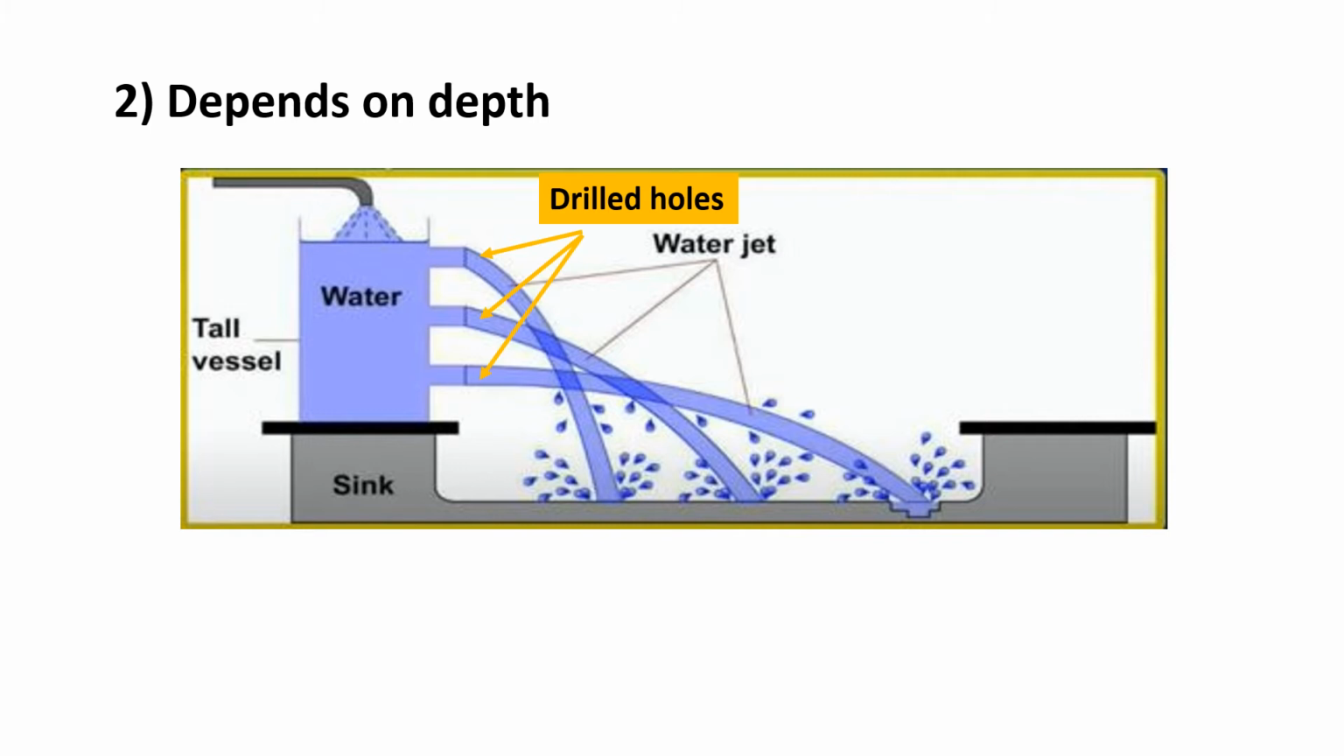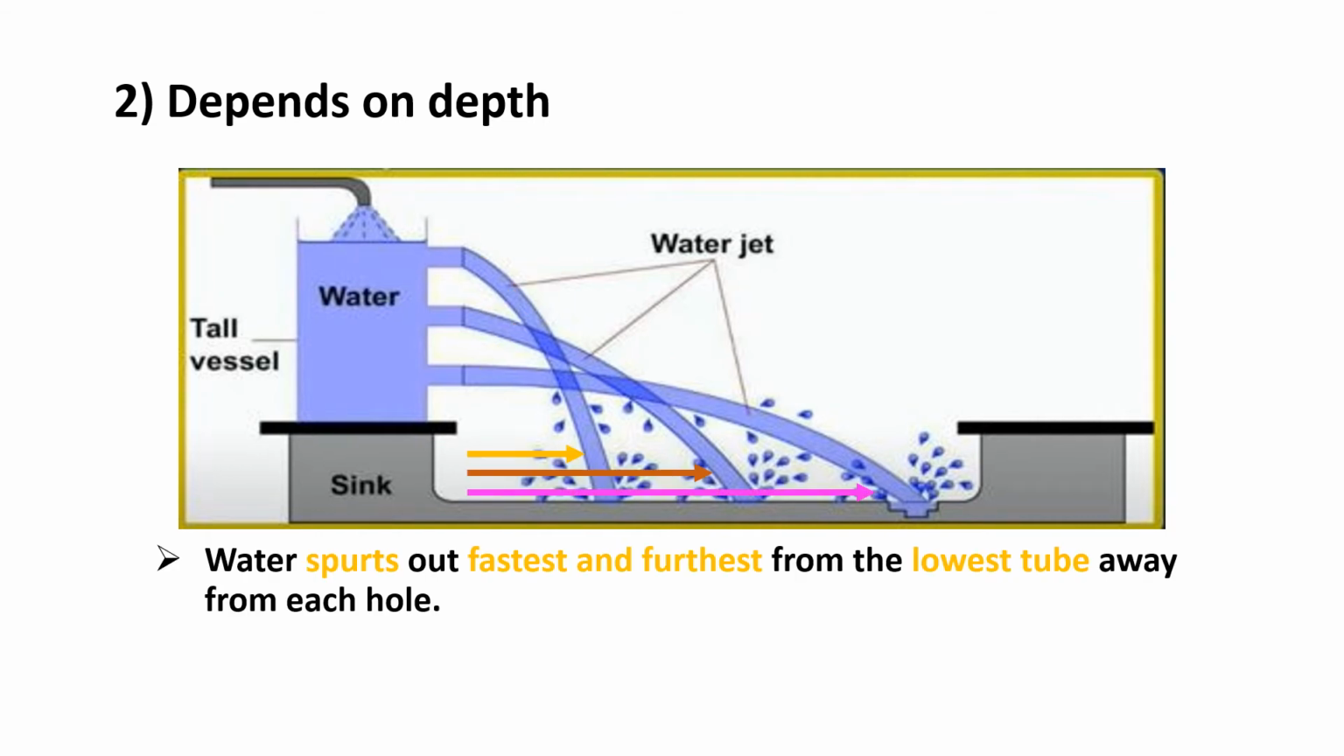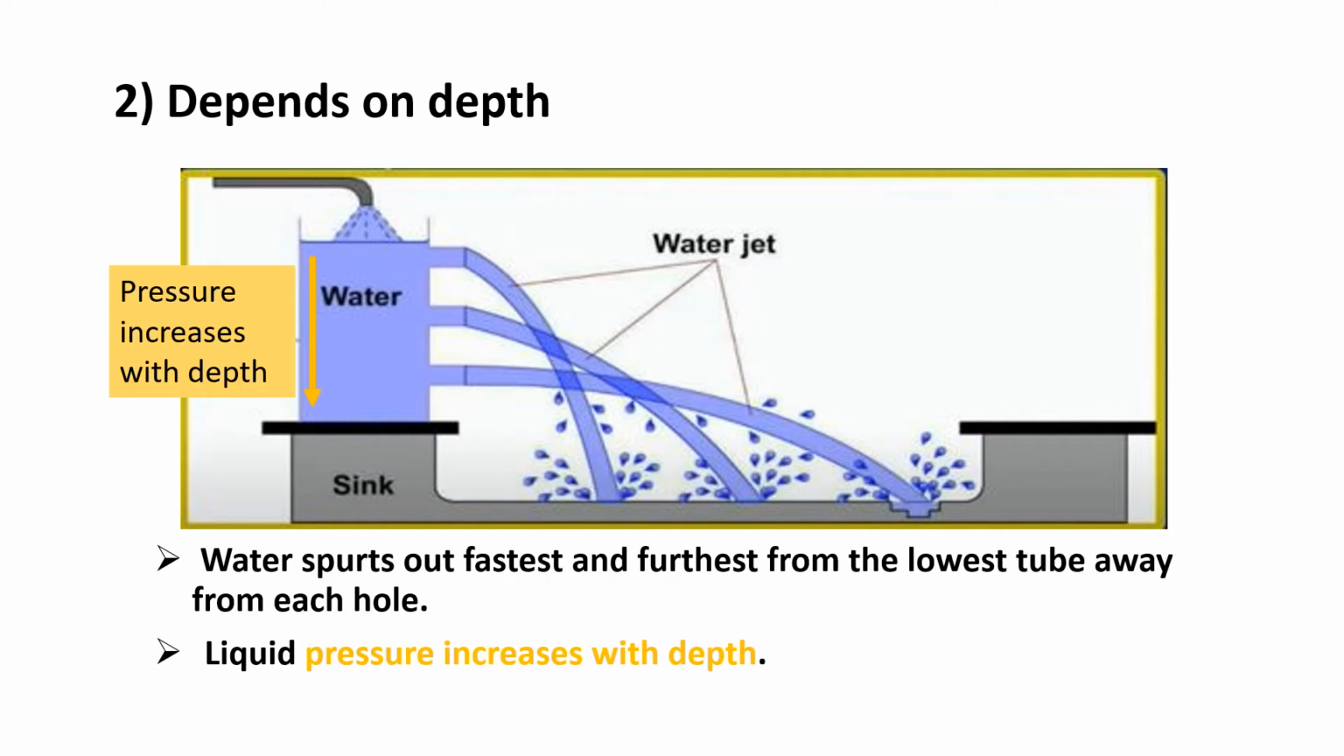Pressure depends on depth. Holes are made at different heights on the side of a tall vessel. These holes are fitted with side tubes which are plugged up, and the vessel is filled with water. On removing the plugs, it is found that water spurts out fastest and furthest from the lowest tube. This shows that liquid pressure increases with the depth.